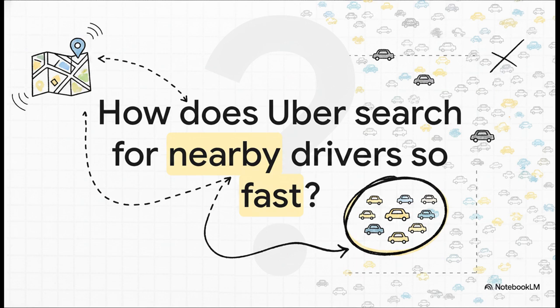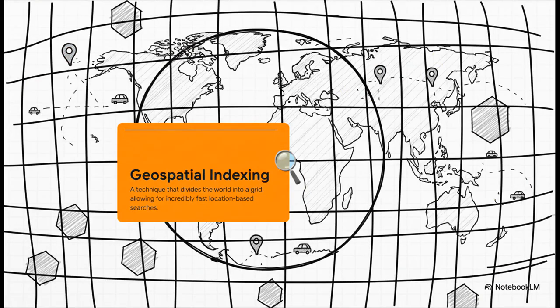I mean, searching through every single driver in an entire city for every single ride request would be impossibly slow. The answer is a technique called geospatial indexing. Instead of thinking about millions of individual GPS coordinates, the system divides the entire world into a grid of small, easy-to-manage cells. This basically turns a really complex location problem into a much simpler grid search.